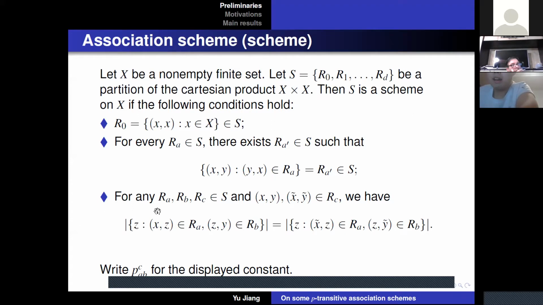For any Ra, Rb, Rc in S, and any two pairs (x, y), (x~, y~) in Rc, we have the following equality. And this equality says that the number here is independent of the choice of pairs. Usually, we will use p_{ab}^c to denote this number and call it an intersection number of the scheme.